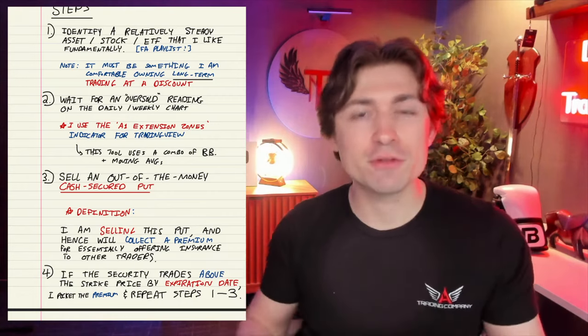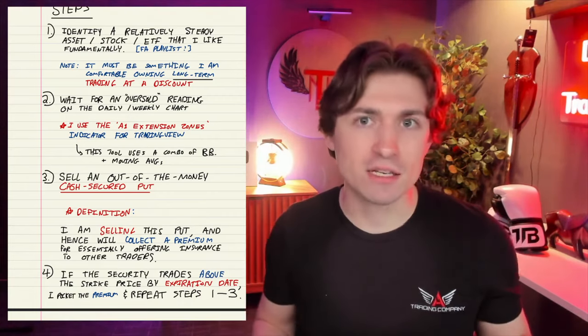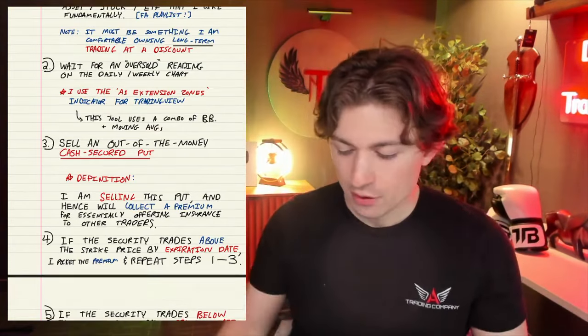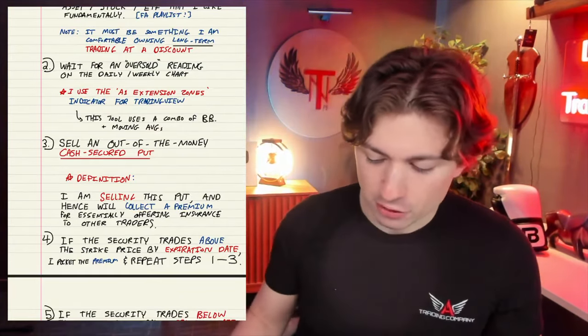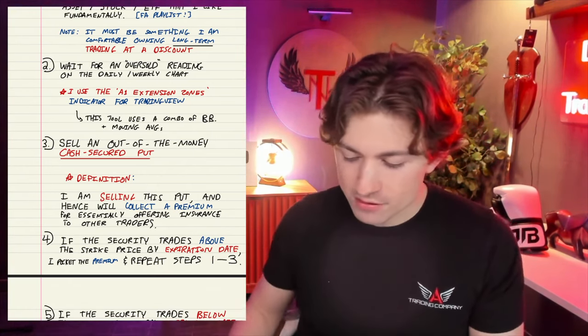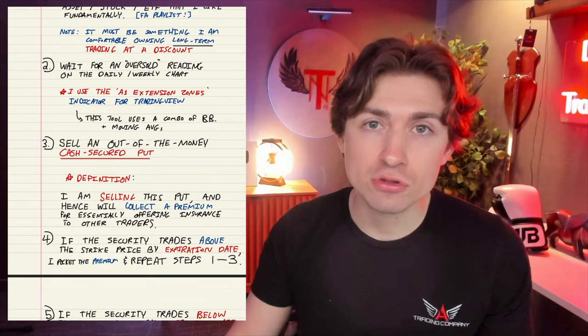And if this is sounding confusing, don't worry. I will show you some tangible examples and some simple ways to understand this in just a moment. So I'm selling an out of the money cash secured put, and this is basically saying I'm selling this put and hence will collect a premium for essentially offering insurance to other traders, right? So I'm collecting a premium just for selling somebody else this option.